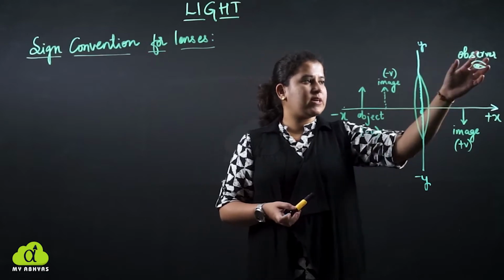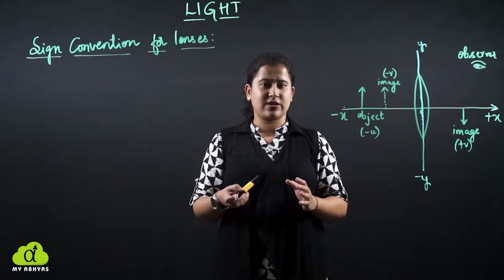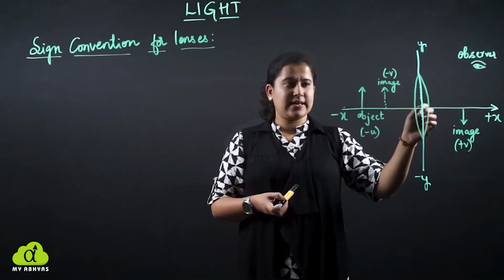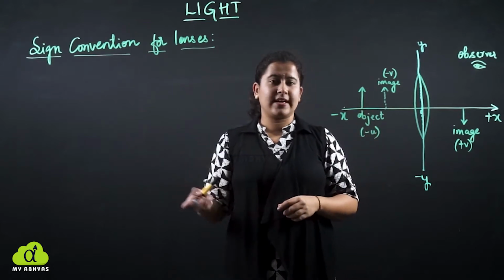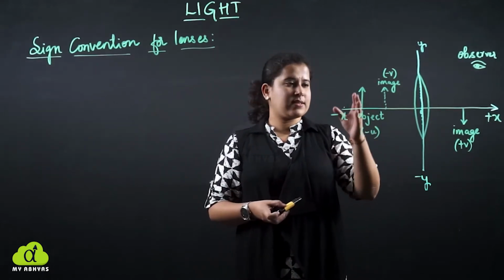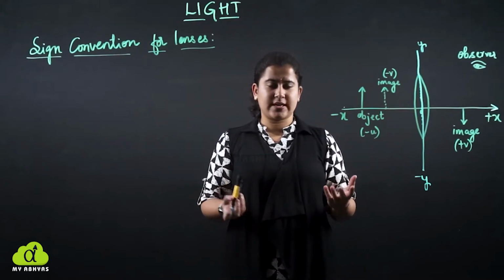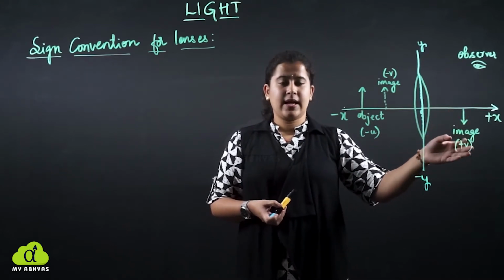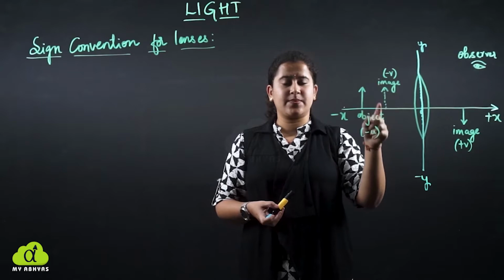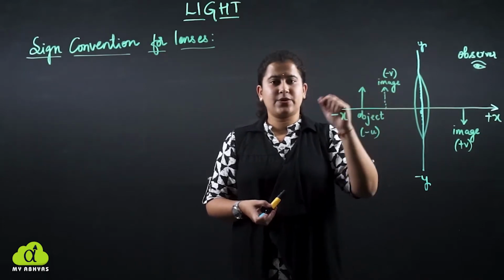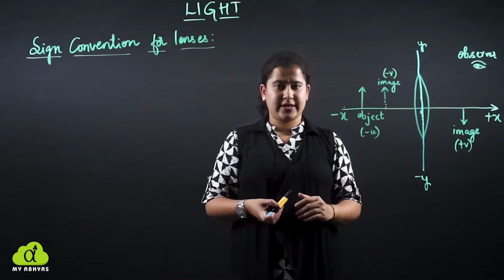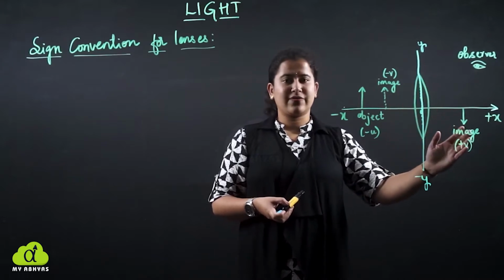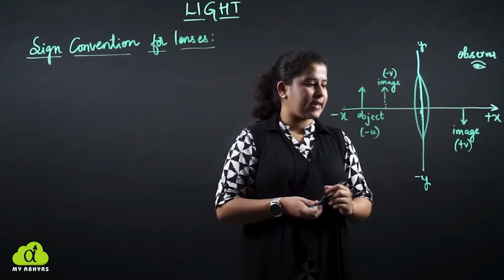Now the sign convention is taken when the observer is on the right side. When we consider the observer on the right side, the object will be placed on the negative axis. As it is placed on the negative axis, after refraction, in most cases when we consider a convex lens, the image will be formed at the right side. But only in one case, when the object is placed between the focus and the optic center, the image will be formed in the negative direction. In all the other 5 cases, the image formation will be on the right side, so we'll take that as plus v.